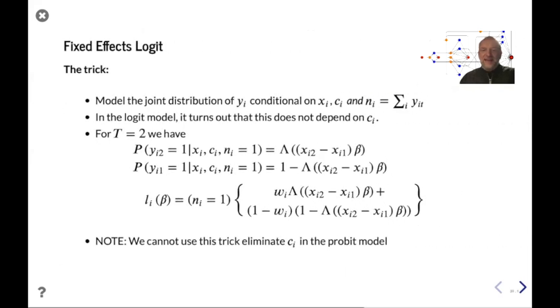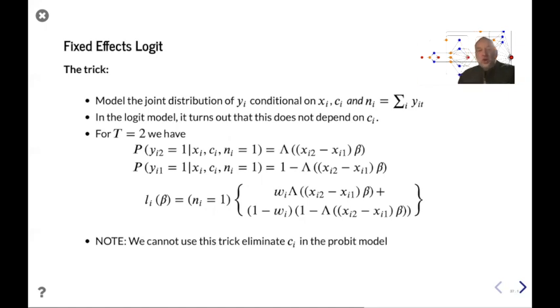Now, instead of that, we also condition on another variable, Ni. What is Ni? Ni is the sum of Yit over all the time series observations. So it's the number of times where we have observed a success, or Y equal to 1, for individual i. And so we are also going to condition on that.